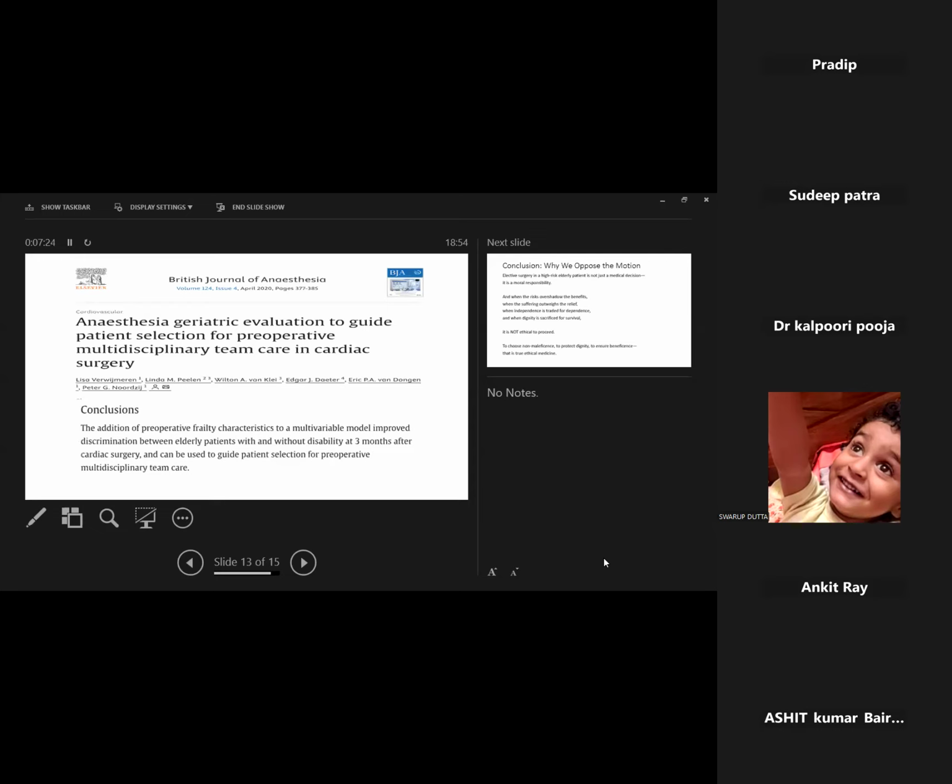Another study looked at anesthetic geriatric evaluation to guide patient selection for perioperative multidisciplinary team care in cardiac surgery. They concluded the addition of perioperative frailty characteristics to a multivariable model improves discrimination between elderly patients with and without disability at 3 months after cardiac surgery and can be used to guide patient selection for perioperative multidisciplinary team care.